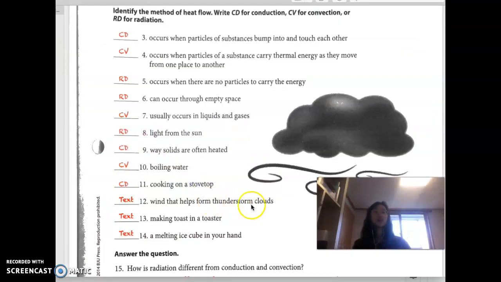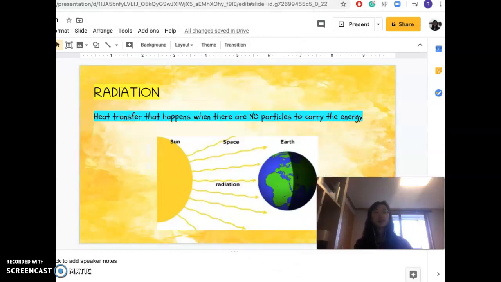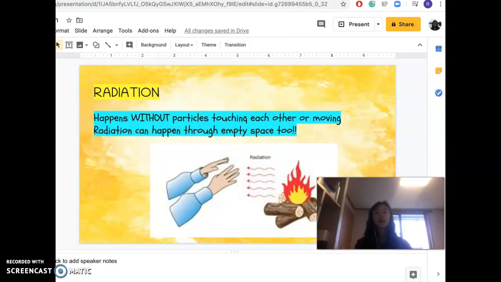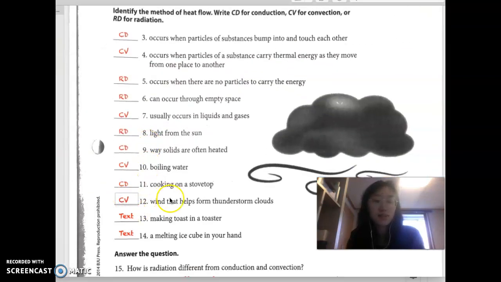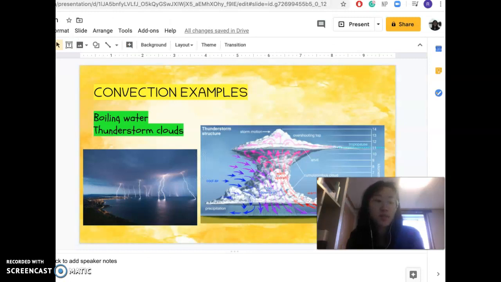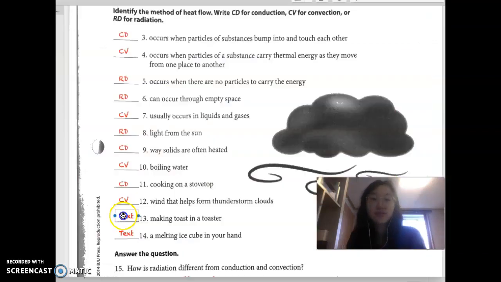12, wind that helps form thunderstorm clouds. Thunderstorm clouds, think about the currents again. So we have convection. Yep, that's right. Number 13, making toast in a toaster. That is our wonderful radiation that allows us to eat delicious bread first thing in the morning.